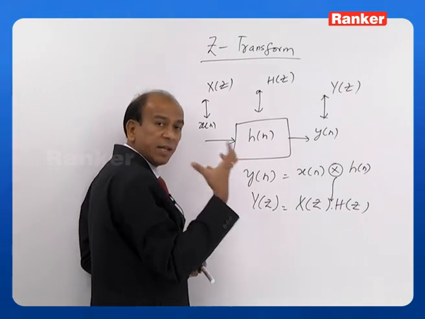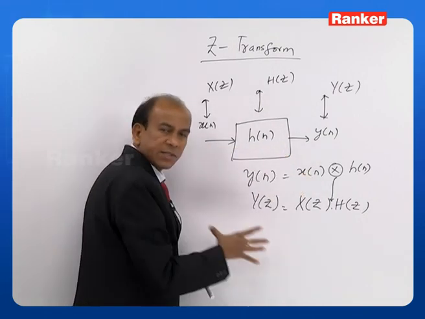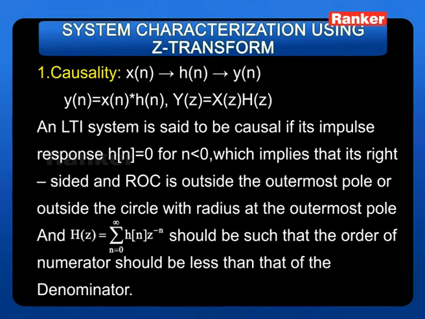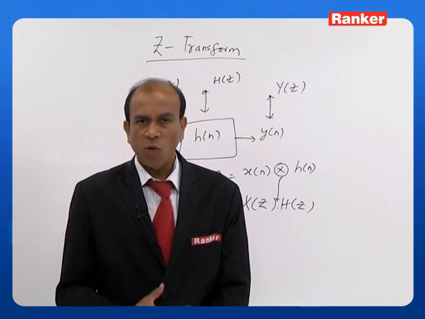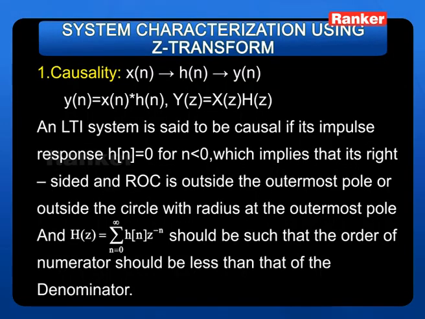Now we have to see what is the condition for causality. If I say this system is causal, then how does it affect the whole system functionality? Let us look into that now. An LTI system is said to be causal if its impulse response h of n is 0 for n less than 0. That means the function is a right sided function. And what about the ROC? ROC is outside the outermost pole, or outside the circle with radius at the outermost pole. And h of z, given by summation of h of n z to the power of minus n, should be such that the order of the numerator is less than that of the denominator.